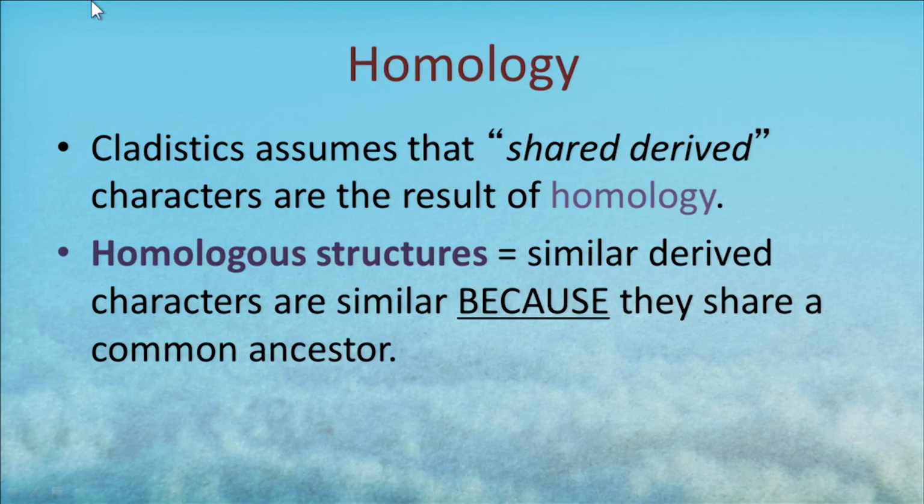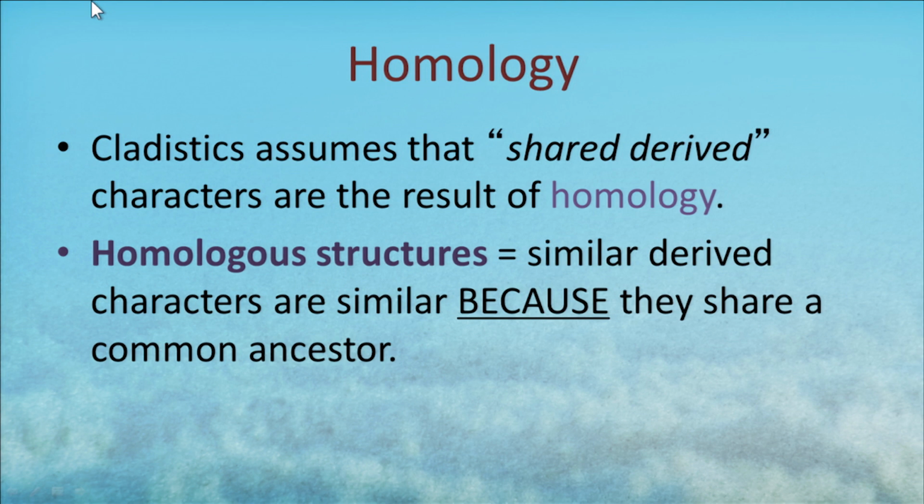Now, cladistics, which is the branch of biology that deals with making evolutionary trees, assumes that when you have shared derived characters, they are going to be the result of the same ancestor. In other words, if you have an elephant seal and a walrus that both have a thick blubber layer, we are assuming that they are shared derived. They're shared, but they're also derived from the same ancestor.